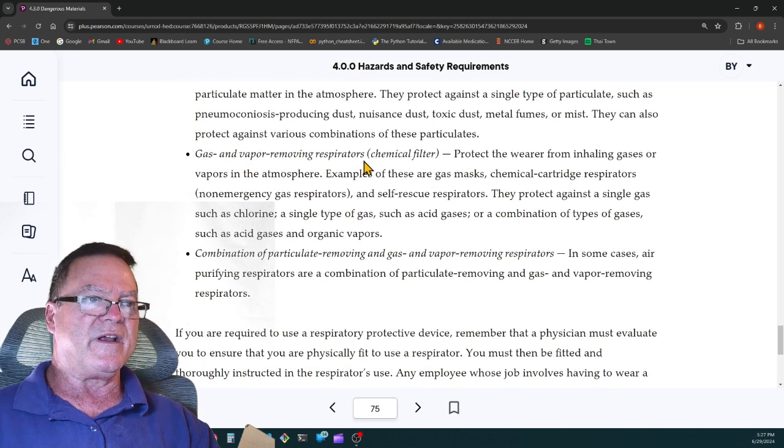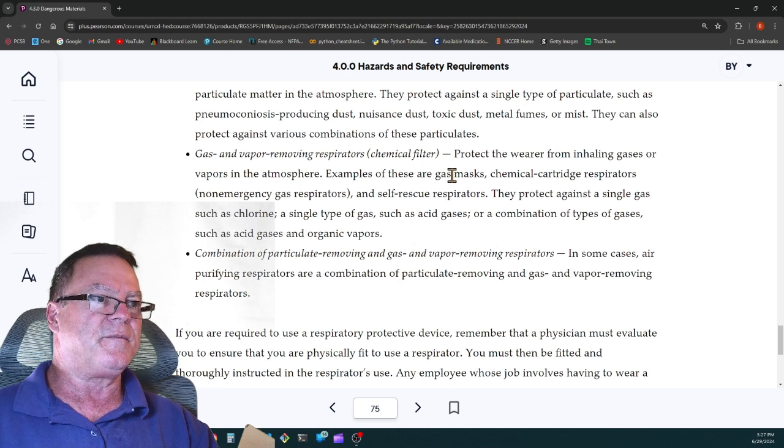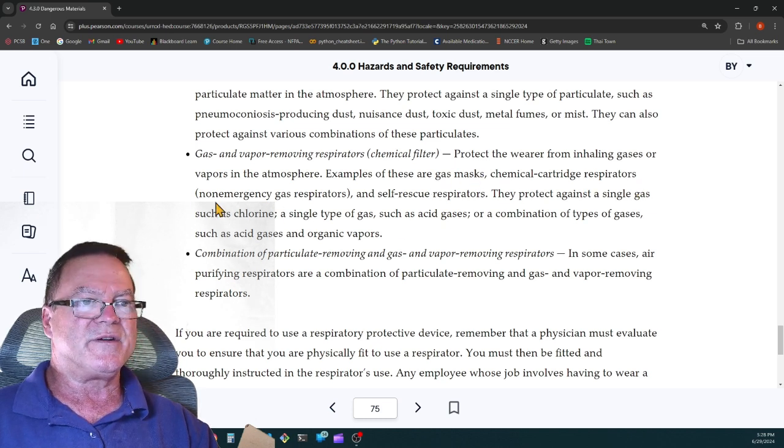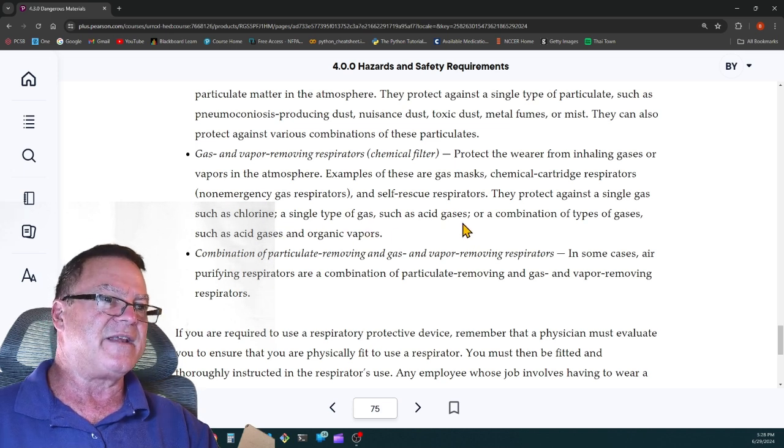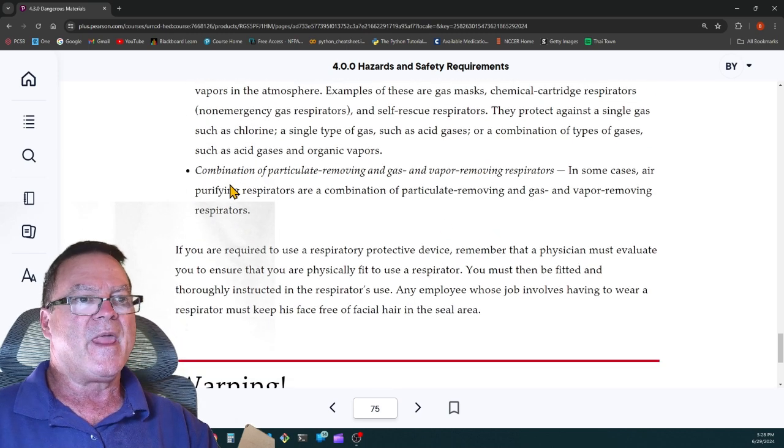Gas and vapor removing respirators, chemical filter. They protect the wearer from inhaling gases or vapors in the atmosphere. Examples of these are gas masks, chemical cartridge respirators, non-emergency gas respirators, and self-rescue respirators. They protect against a single gas such as chlorine, a single type of gas such as acid gases, or a combination of these gases, such as acid gases and organic vapors.